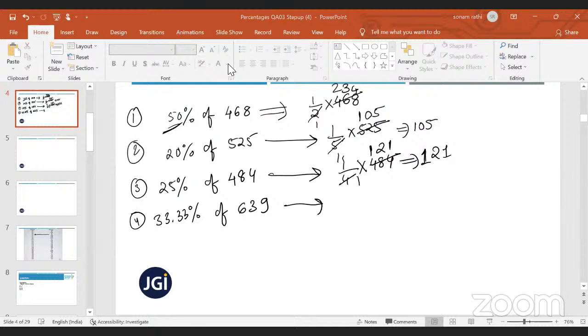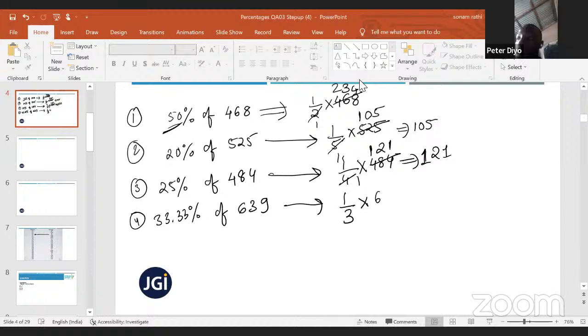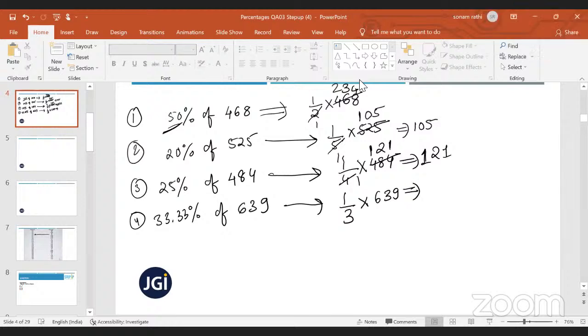33.33%. 1 by 3. 1 by 3. Very good. Solve it. 219.